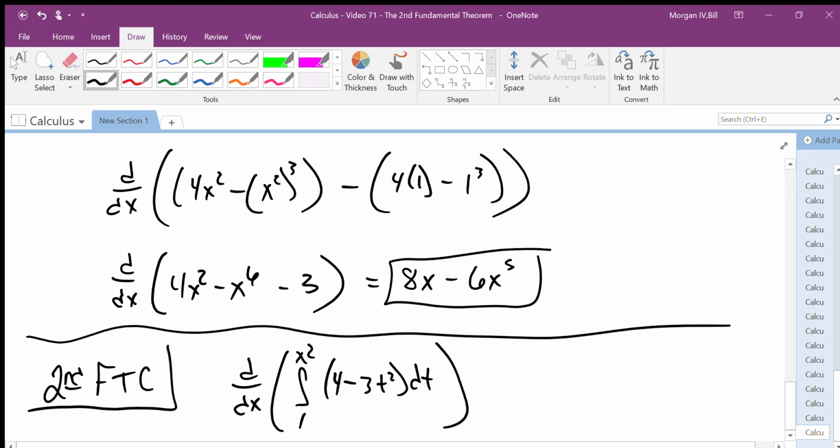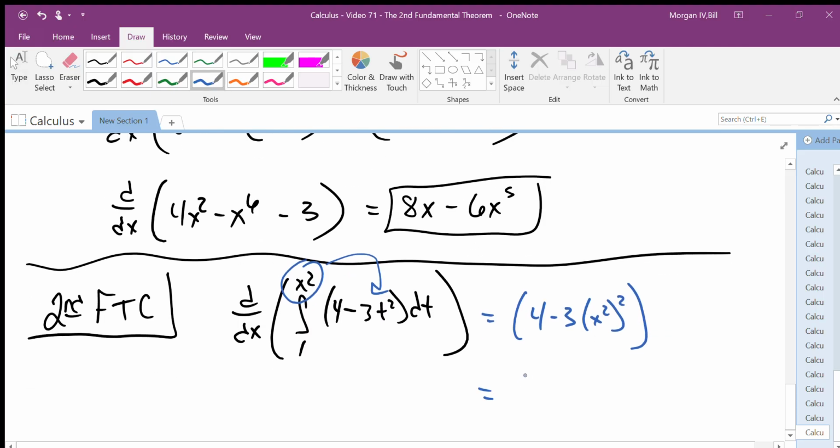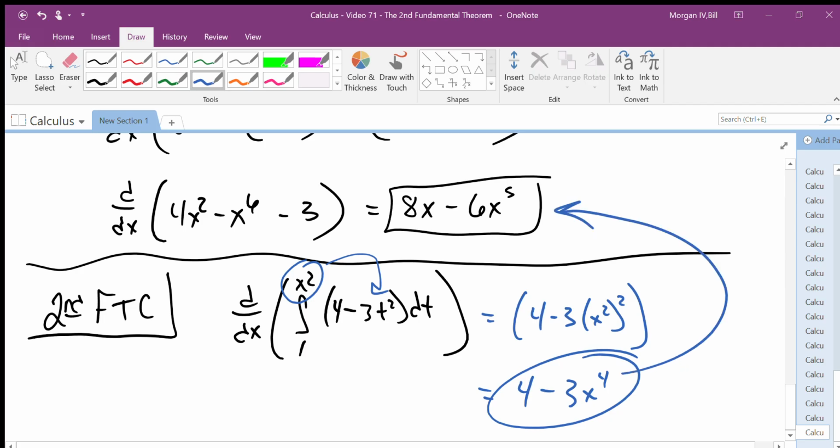Earlier we said all you have to do is take that x squared and plug it in, right? We said just take the x squared and plug it in for the t and you'll get the right answer. But what happens when we do that? We get 4 minus 3 times x squared squared, right? And that would be 4 minus 3 times x to the 4th. But that is not this. And a shortcut should match the long way. Otherwise, we didn't do it right.